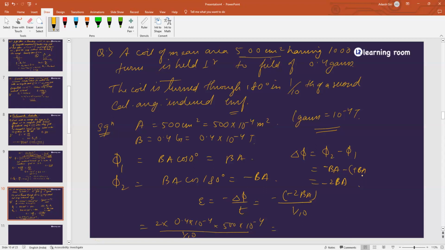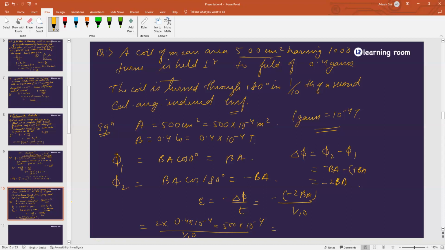One more thing. Number of turns is also 1000. So we'll be multiplying with 1000, into 10 to the power 3. So this 10 goes up. So 10 to the power 4 into 0.8 into 500 into 10 to the power minus 8, if I'm not wrong. Isn't it? Do you agree with me? Yes, sir. All right. So it will be 0.8 into 10 to the power 4 into 500 into 10 to the power minus 8. So if you multiply the numerical values, you'll be getting what?